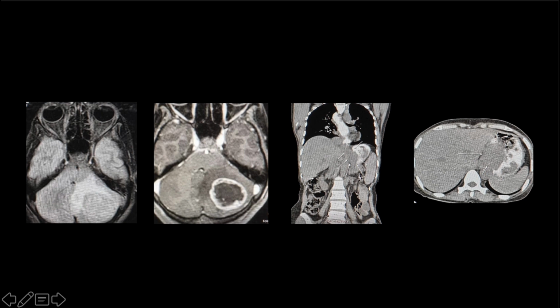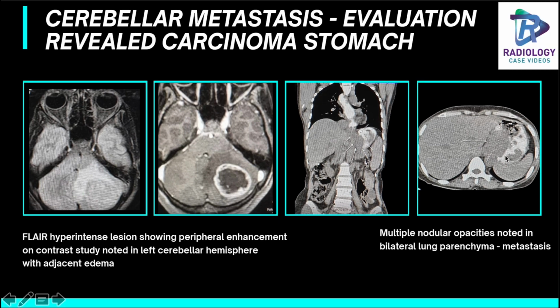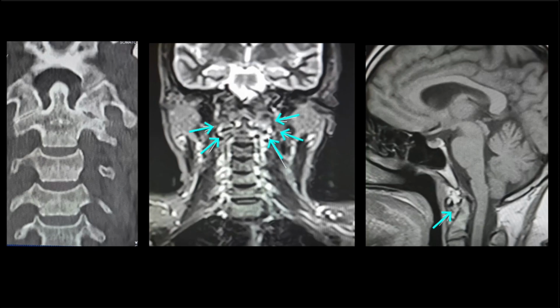We performed a whole body chest and abdomen scan where we could identify the GE junction growth. Here this is the GE junction growth. So this is a classical case of stomach carcinoma with cerebellar metastasis. There was also bilateral lung metastasis.